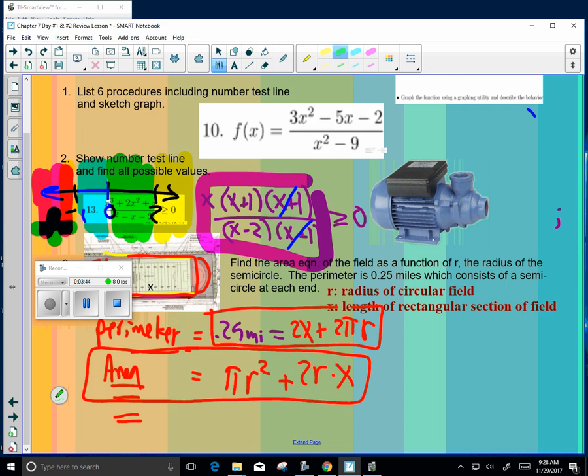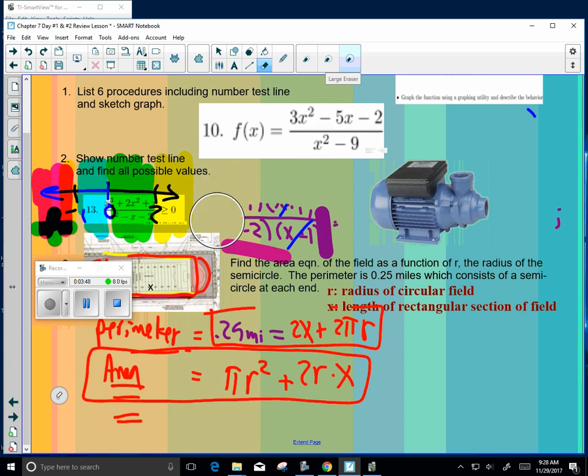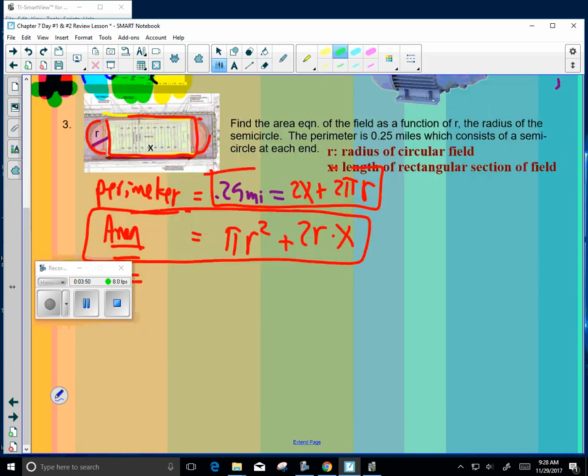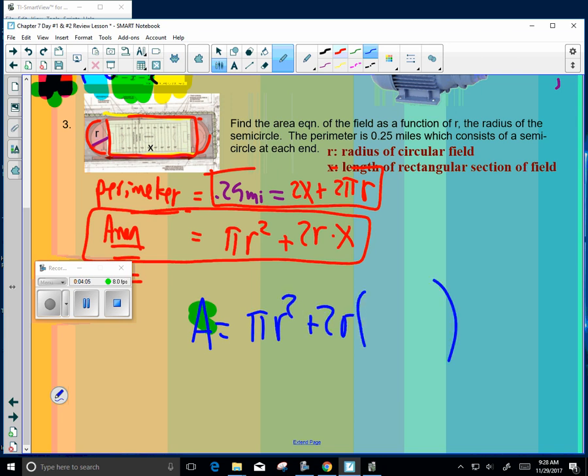Okay, then the last thing is actually the quickest of all of these, is we're going to set up the equation only. You have area equal to pi r squared plus 2r. I don't like that x. I wish the x was gone. How can I get rid of the x?